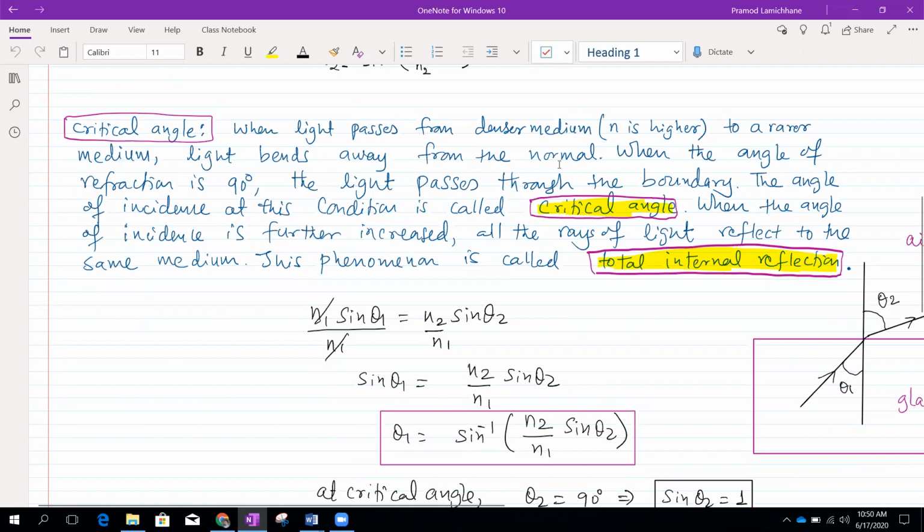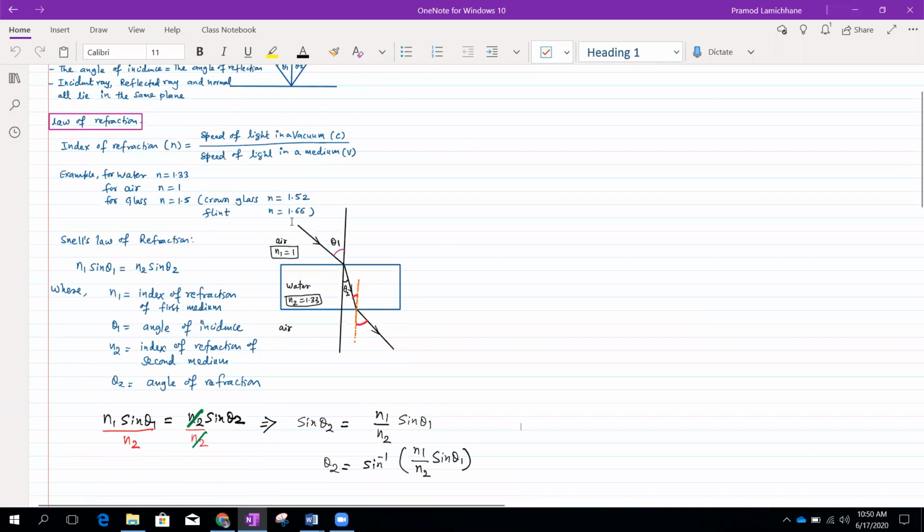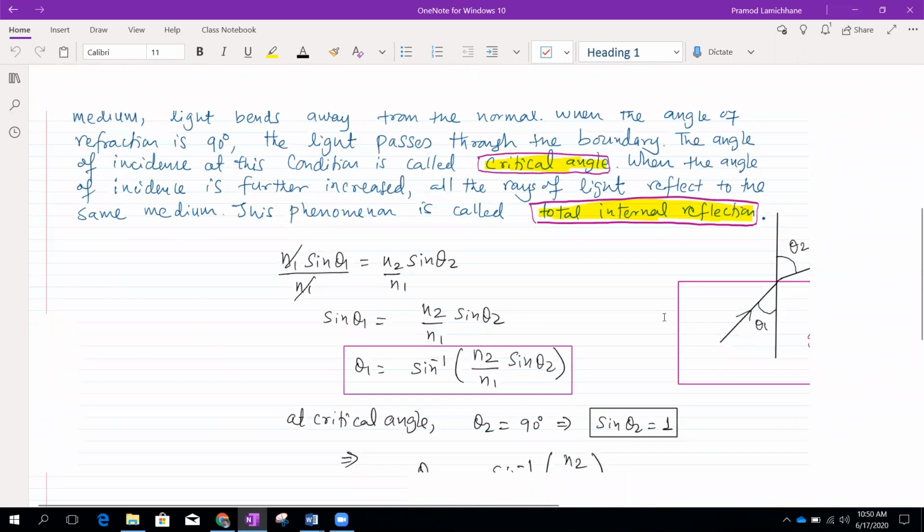Light bends away from the normal. So what it is saying is that when light passes from air to water, it bends towards the normal. But when light passes from water to air, which is from a dense to a rare medium, the light bends away from the normal. So that's the rule, and the same thing we are discussing here.